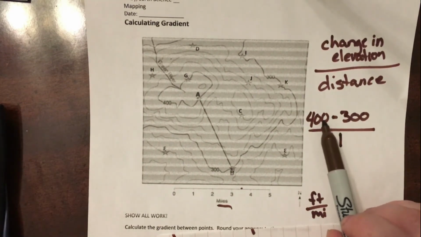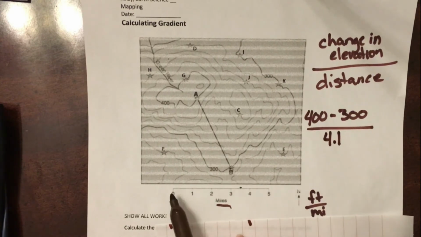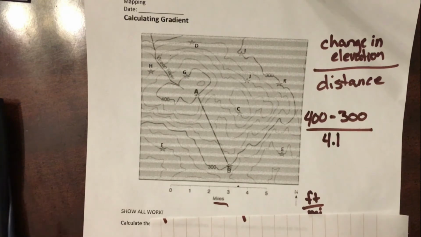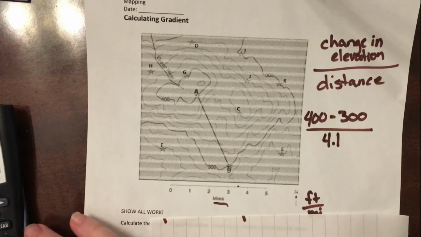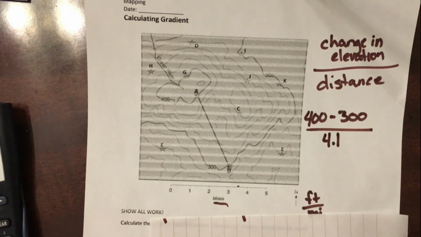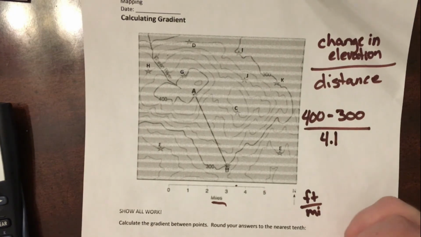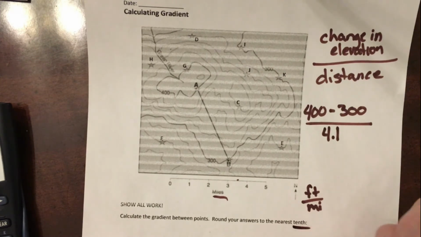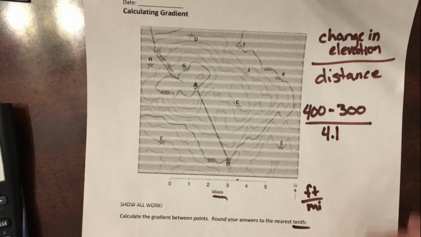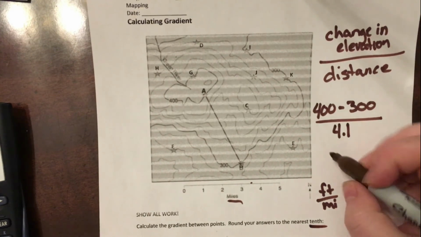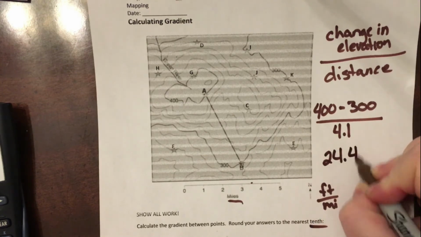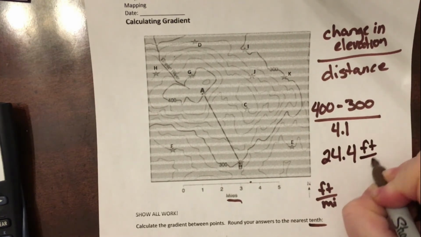So elevation of A minus elevation of B divided by the distance from the scale, 4.1. And then we're just going to type that in. 400 minus 300 is 100, divided by 4.1 gives us 24.390239. This particular one asks us to round our answers to the nearest tenth. Now, A to B was not one of the examples that I'm having you do here, but we will round it to the nearest tenth. This gives us a gradient of 24.4 feet per mile.